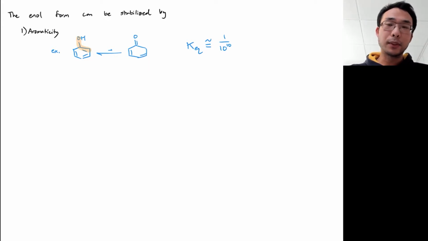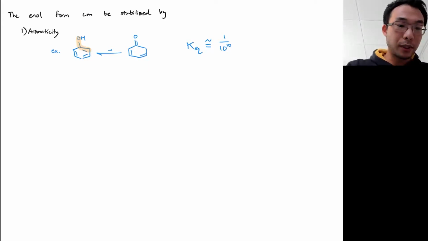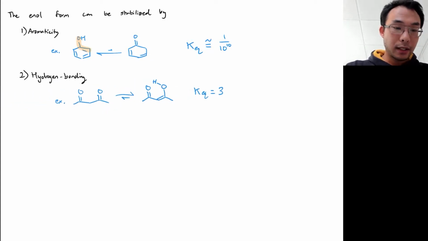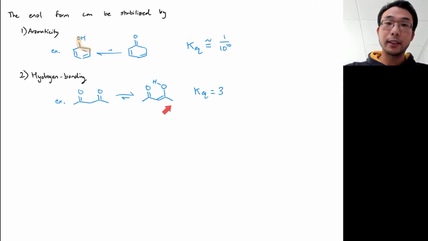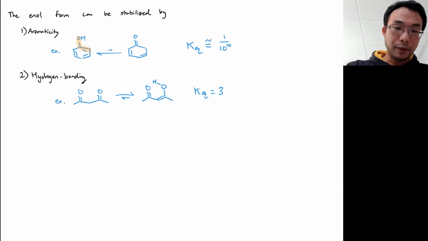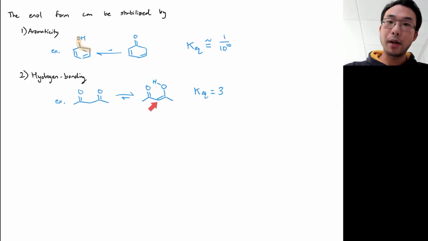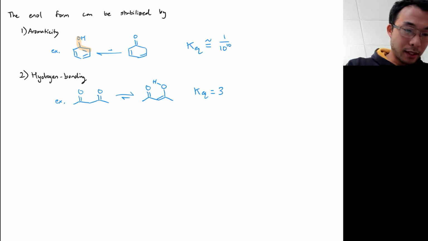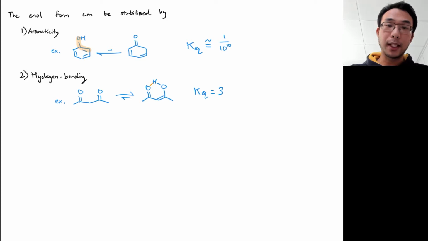Something that enol forms can do a little bit more of compared to keto forms is hydrogen bonding. And so, for example, when you have a 1,3-dicarbonyl compound like this, it's actually the enol form that is favored. So in this case, the equilibrium is about 3 to 1. The reason is that in the enol form, we're able to get this nice cyclic hydrogen bonding motif right here, where the hydrogen bonding from the enol to the other carbonyl is adding a bunch of stabilization, and it's enough stabilization to be more important than having this carbonyl alone.